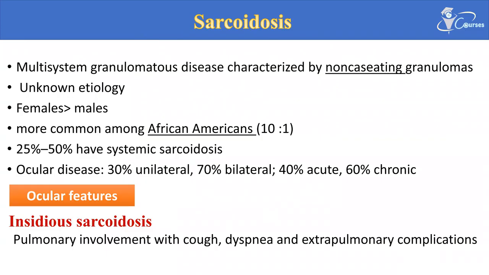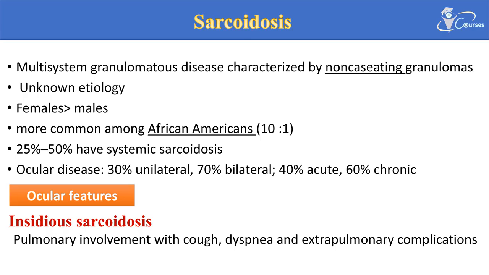Another very important disease, which is a non-infectious posterior uveitis or panuveitis, is sarcoidosis. Sarcoidosis is a multi-system granulomatous disease characterized by non-caseating granuloma, so there is no caseation, no necrosis in the center. It has an unknown etiology. Nobody knows why sarcoidosis happens.